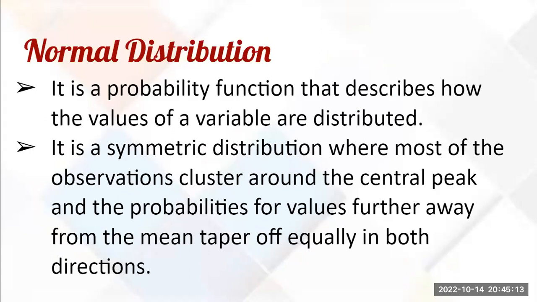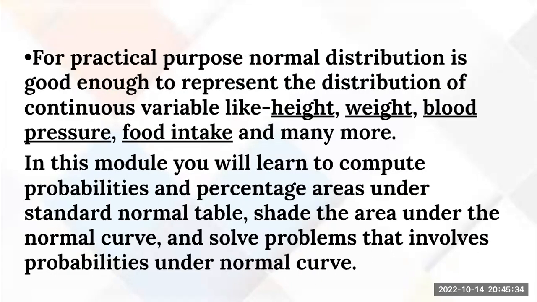Normal distribution is a probability function that describes how the values of a variable are distributed. It is a symmetric distribution where most of the observations cluster around the central peak, and the probabilities for the values further away from the mean taper off equally in both directions. For practical purposes, normal distribution is good enough to represent the distribution of a continuous variable.